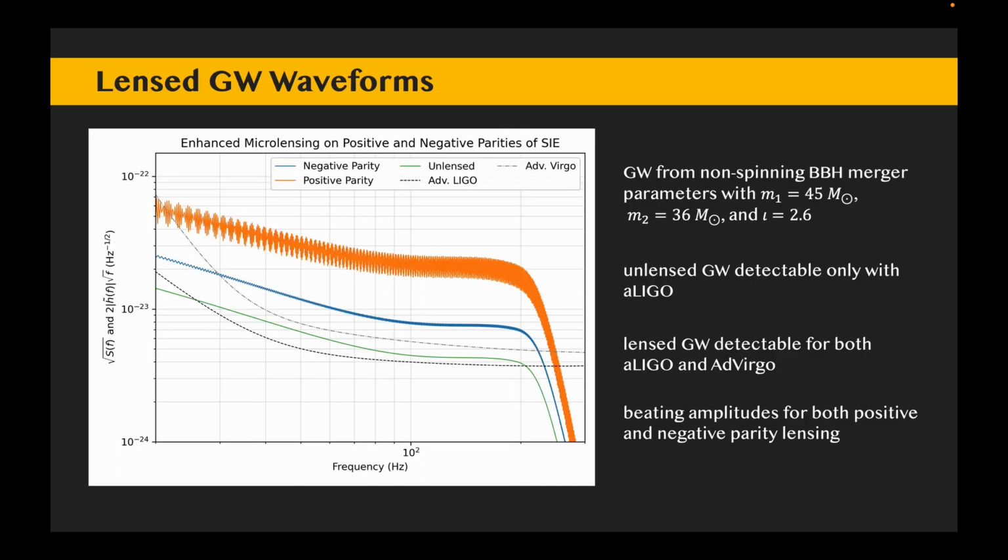We generate a gravitational wave signal from a non-spinning binary merger above the Advanced LIGO threshold but sub-threshold to the Advanced Virgo detector. We show that the combined effects of strong and microlensing enhance the amplitude of a gravitational wave signal to surpass threshold limits for both detectors. We also observe beating patterns on the amplitude for both the positive and the negative parity lensing. A more prominent beating is seen on the positive parity of the galaxy.